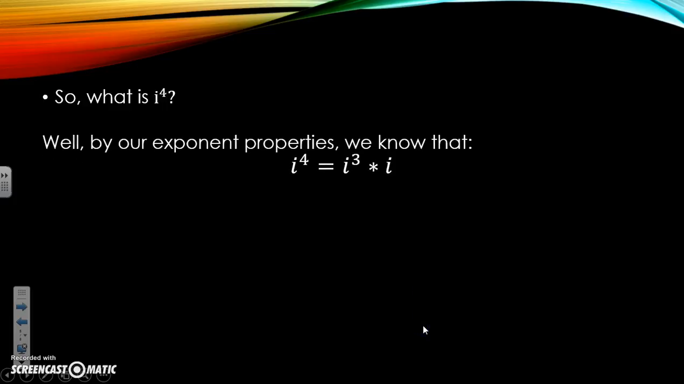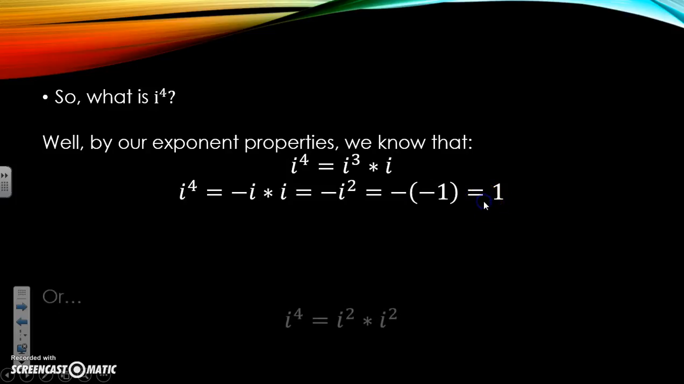What about i to the fourth? Again, by our exponent properties, we know that i to the fourth equals i to the third times i. We just learned that i to the third is -i, times i is equal to -i squared. Well, we learned before that i squared is -1. So the negative or opposite of -1 is equal to 1. So i to the fourth is actually equal to 1.